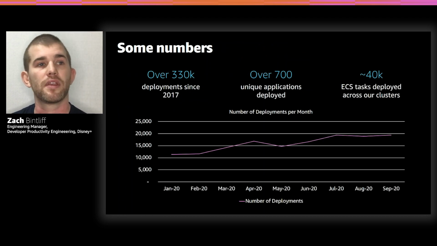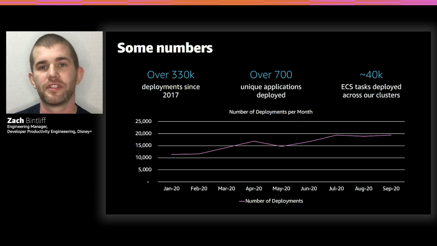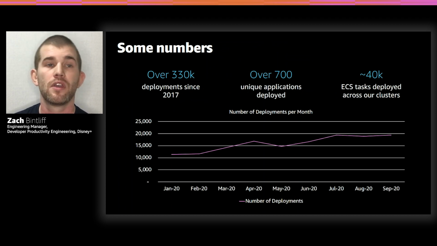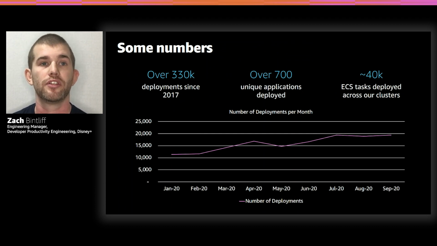To give you a sense of the scale that we're operating at, since this platform was designed in 2017, we have over 330,000 deployments. And I actually checked today and it's closer to 350. We have 700 unique applications that have been deployed. About half of them are currently active. And across all of our clusters and regions, we have over 40,000 ECS tasks.